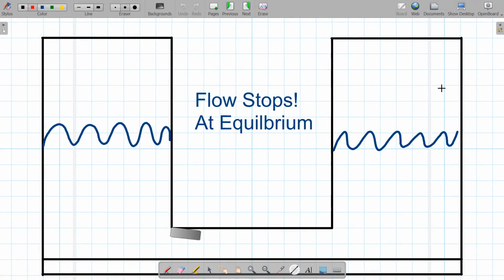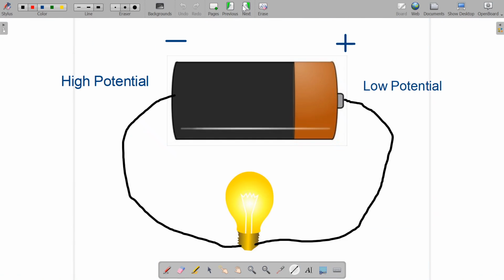Now, in our water pipe analogy, the flow of water stops immediately as soon as the pipes are in equilibrium. However, that's not the case with electrical circuits. The electrons don't stop flowing immediately, and the reason why is because there are chemical reactions in the battery that allow the electrons to continue to circulate throughout the circuit.